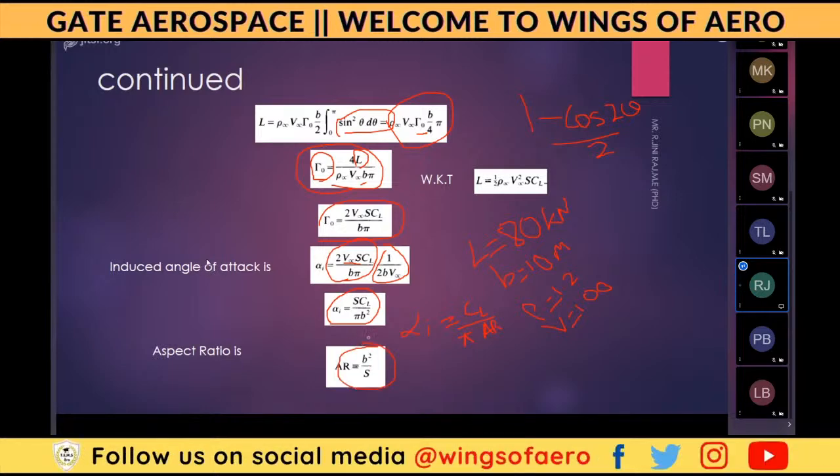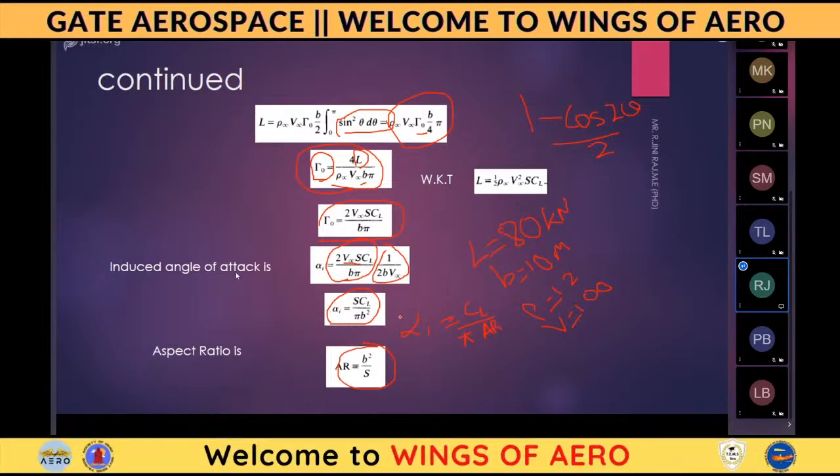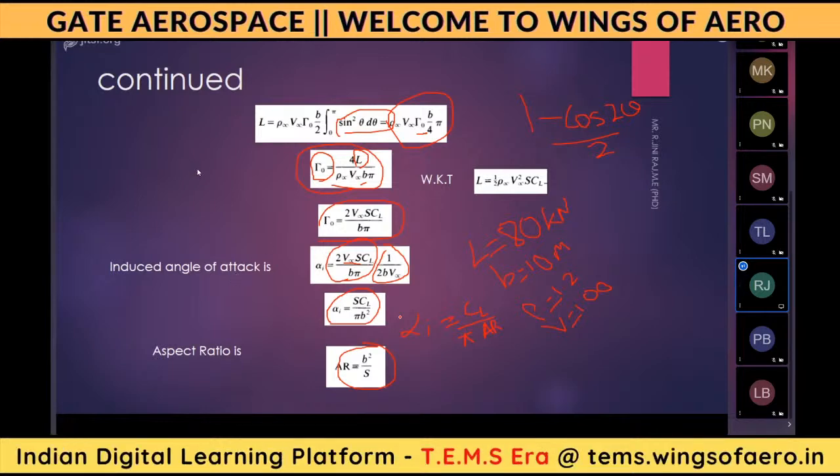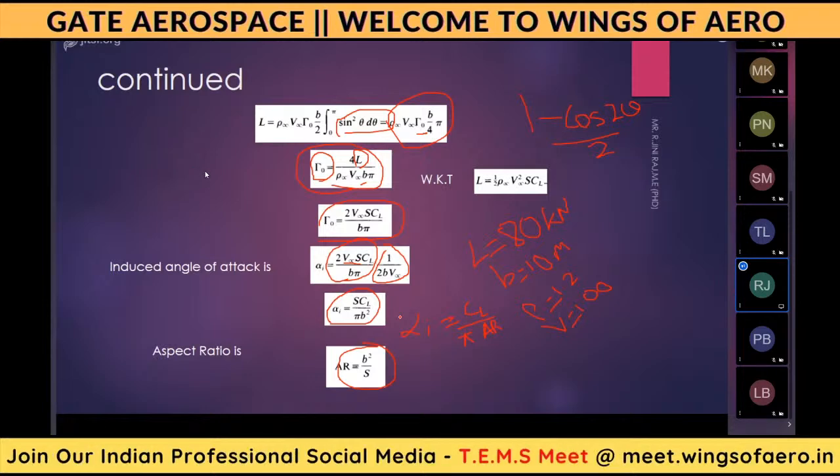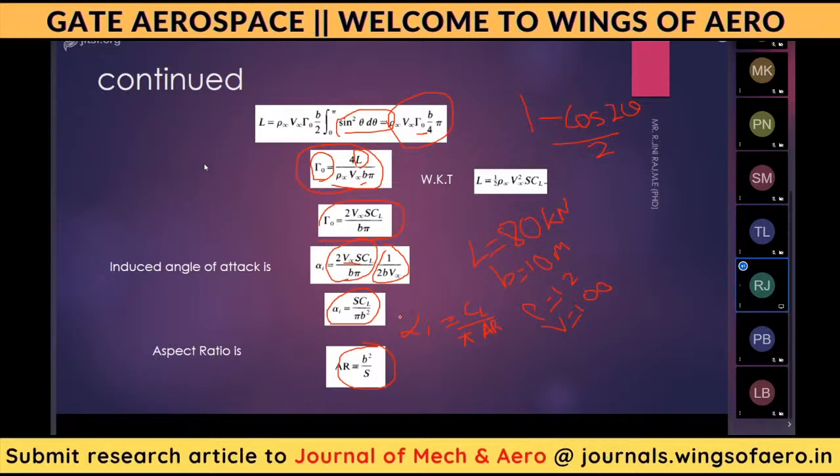Aspect ratio is equal to b square by S. By substituting here, we will be getting alpha is equal to CL divided by pi into AR. So from here, if the coefficient of lift increases, automatically the induced angle of attack will also increase.